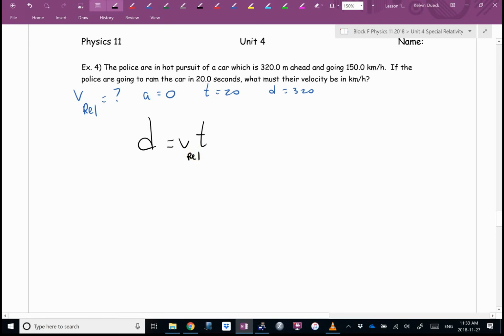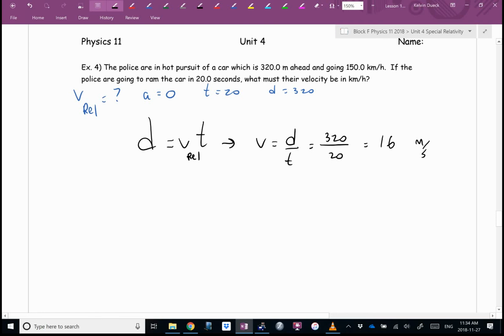How would I get the v by itself? It's going to be 320, and that's meters, divided by 20. That's seconds. This is going to give us an answer in meters per second. What do you get? 16, I think, if I do the math in my head? Dakota nodded? Yeah? Okay.